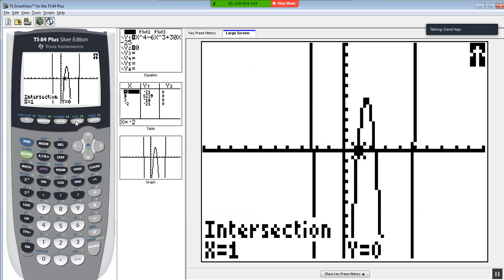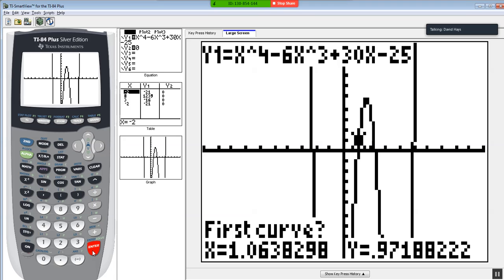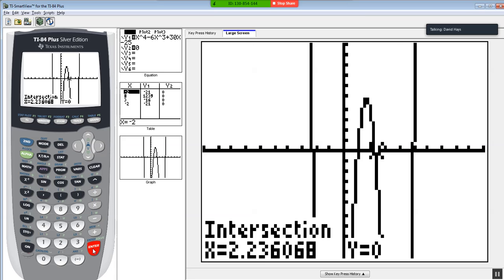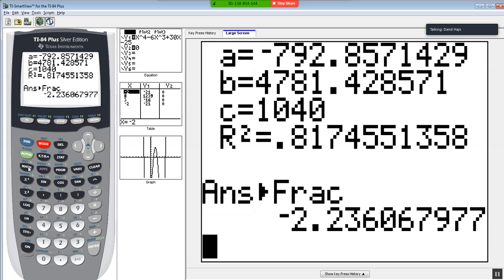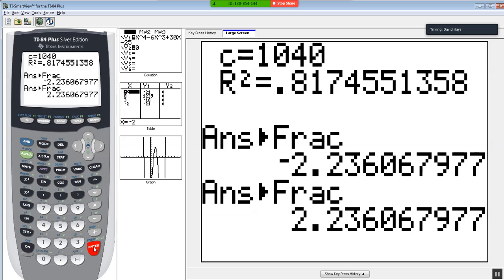Now our next one looks like 2. If I do second trace, choose intersect, enter our first curve, enter our second curve, and I put 2 in for the guess. It tells us 2.236068. Well, we know how to handle decimals. We exit out, second mode, and then we'll do math, enter. And it doesn't change. A lot of times they won't, but sometimes it will. Well, we can't use that because it's not a fraction.